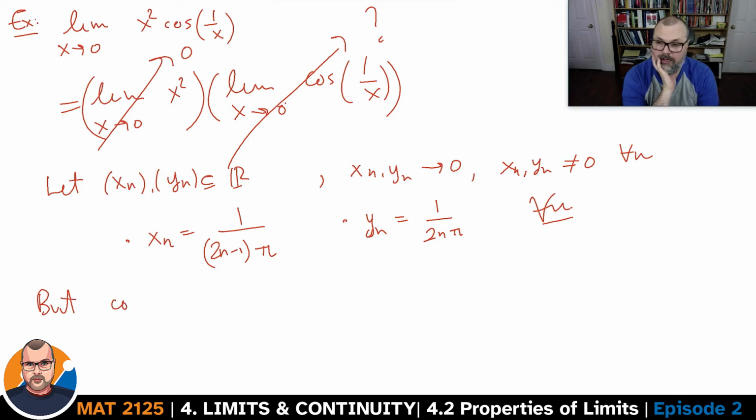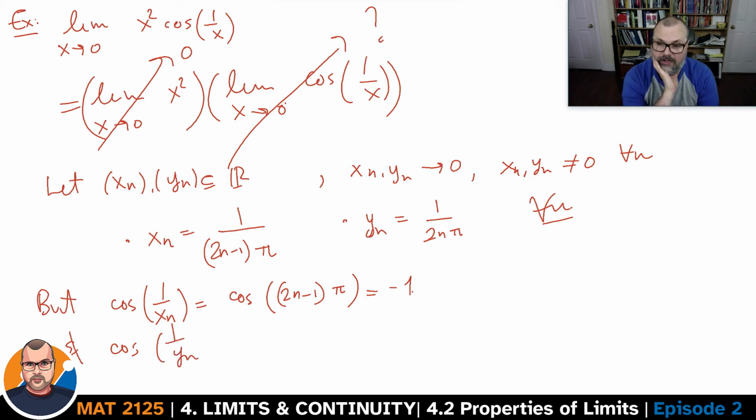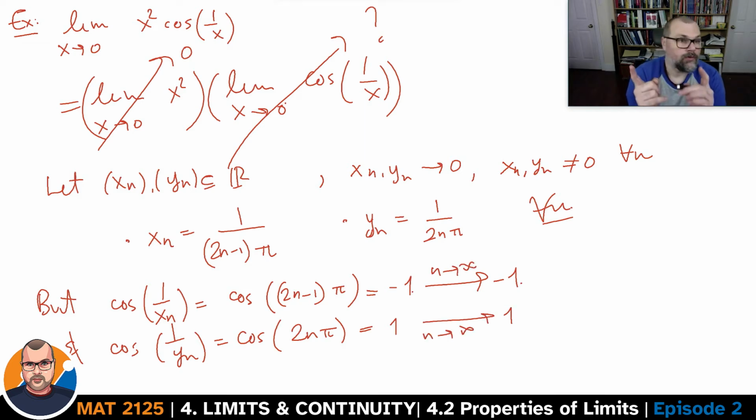Note that the cosine of 1 over xn is always equal to the cosine of (2n minus 1)pi, and that's always equal to minus 1, whereas the cosine of 1 over yn is the cosine of 2n pi, always equal to 1. So the cosine of 1 divided by xn goes to minus 1 when n goes to infinity, and this one goes to 1. Two sequences going to 0, leading to the cosine of 1 over these sequences going to different values, and hence this limit does not exist.